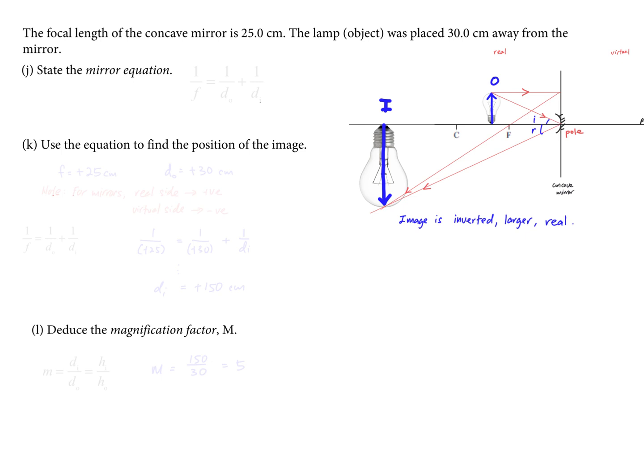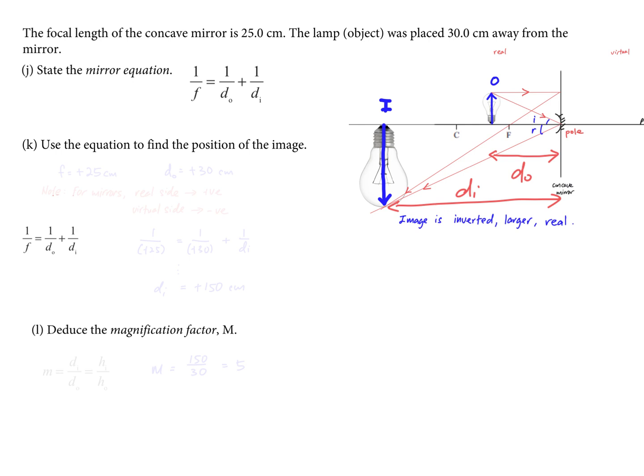So now what we're going to do here is use the mirror equation, which is actually the formula given to you here, which is 1/f = 1/do + 1/di, where f is the focal length of the mirror, do is the distance of the object from the mirror, and di is the eventual distance of the image from the mirror. And we're going to use the mirror equation to calculate the position of the image.